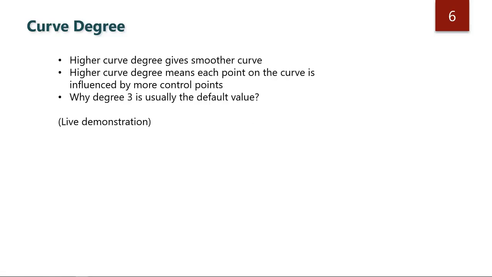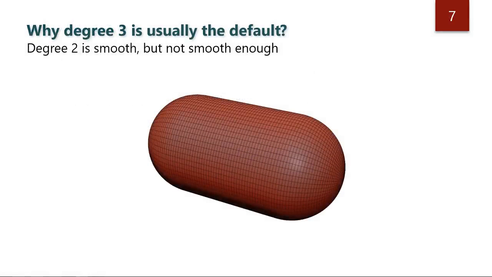But the question is why degree 3 is usually the default value. The answer is that degree 1 is clearly just a line, right? So it's out of the question. Then degree 2 is smooth but not smooth enough.